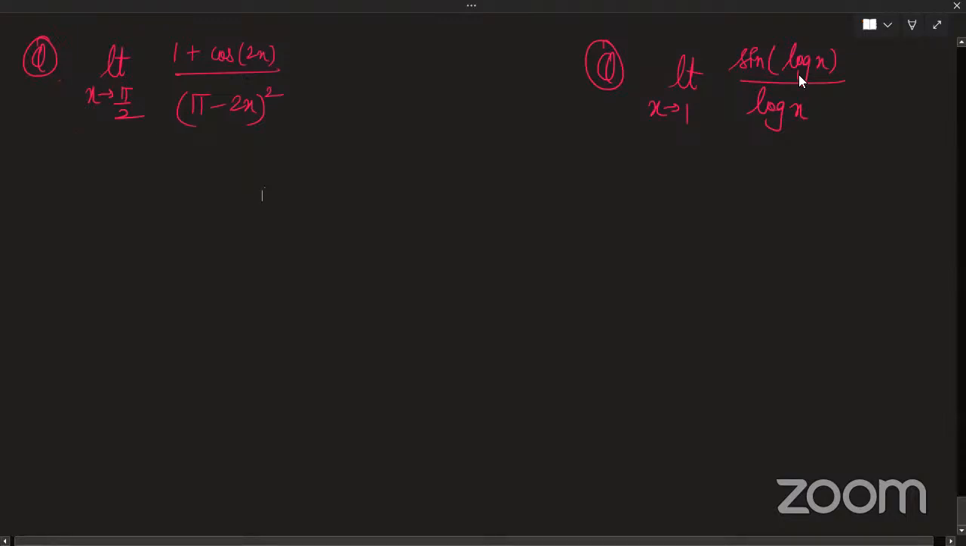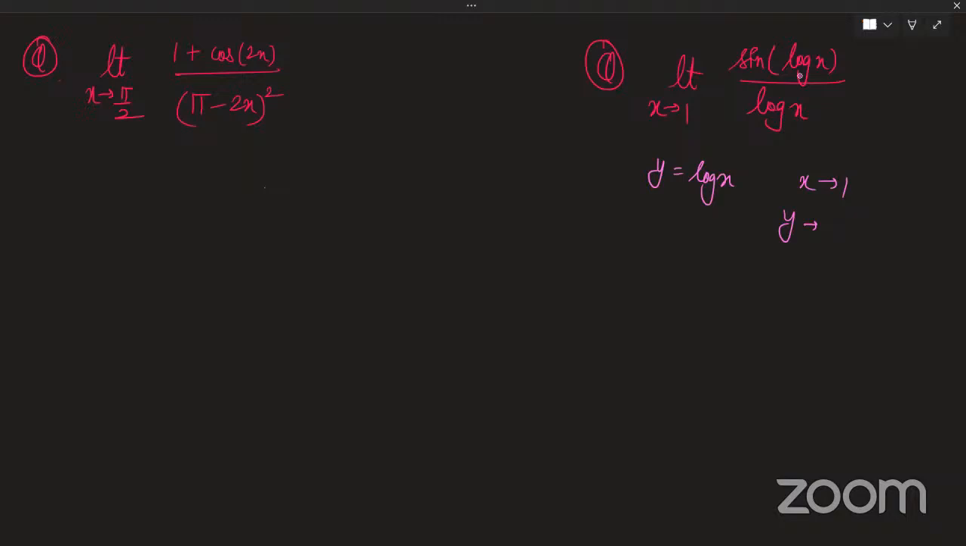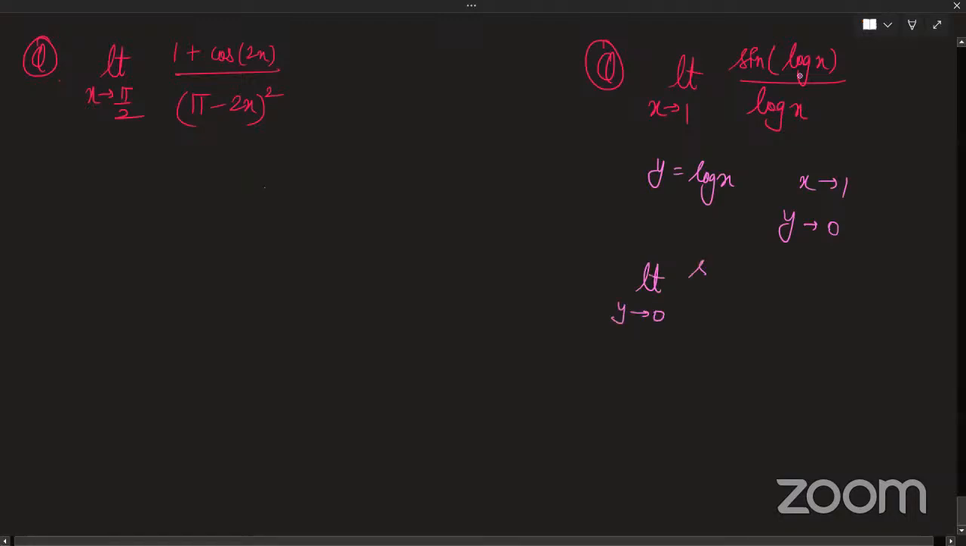Log x. So I anyways need sine of y by y, or sine of something divided by that thing. So why can't I take my y as log x? If my x is close to 1, where is my y close to? Log of 1 is 0. So limit y tending to 0 of sine y by y. What is the final value? 1.